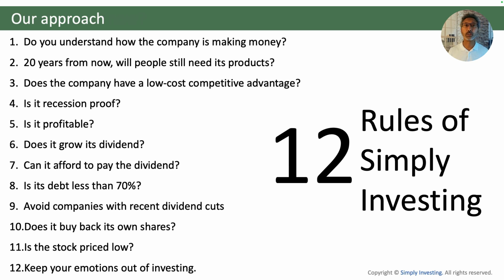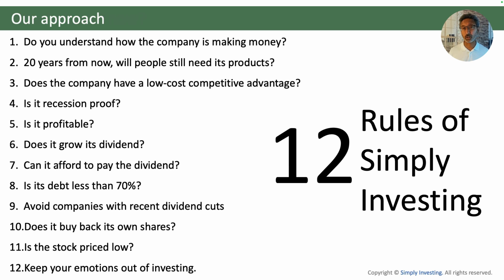Rule number 2, 20 years from now, will people still need its product and services? Rule number 3, does the company have a low-cost competitive advantage? Rule number 4, is it recession-proof? Rule number 5, is it profitable? Rule number 6, does it grow its dividend? Rule number 7, can the company afford to pay a dividend? Rule number 8, is the debt less than 70%? Rule number 9, avoid any company with a recent dividend cut. Rule number 10, does it buy back its own shares?